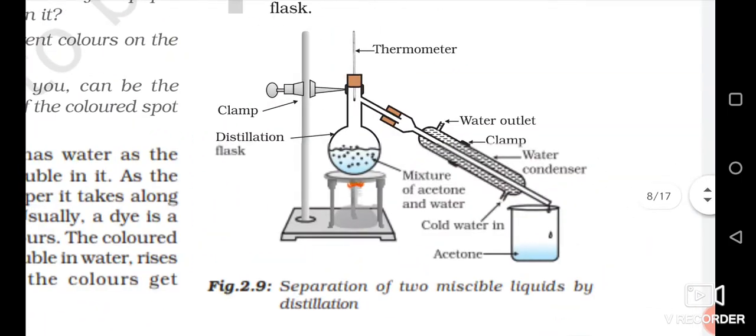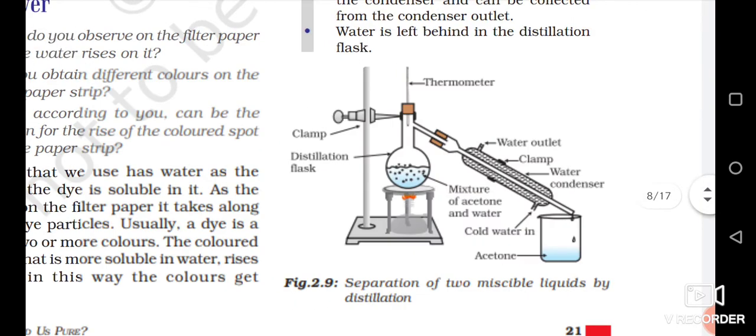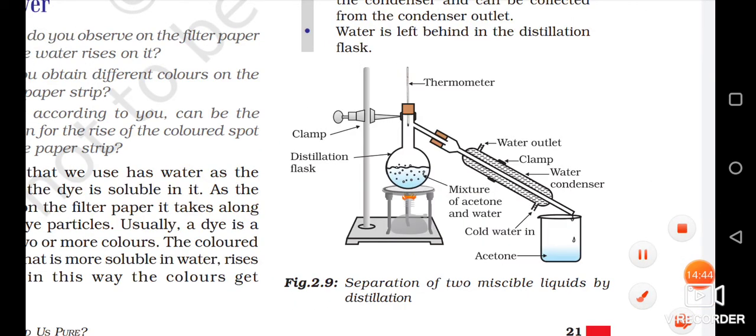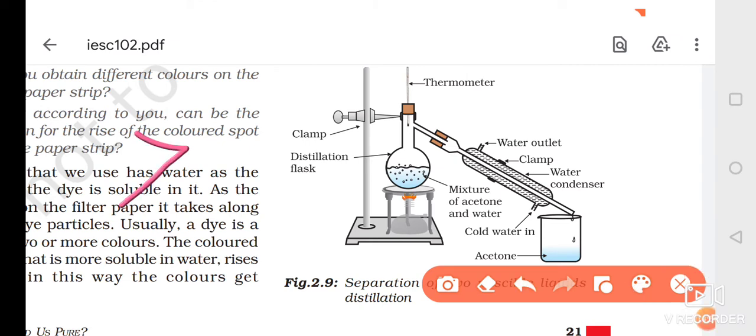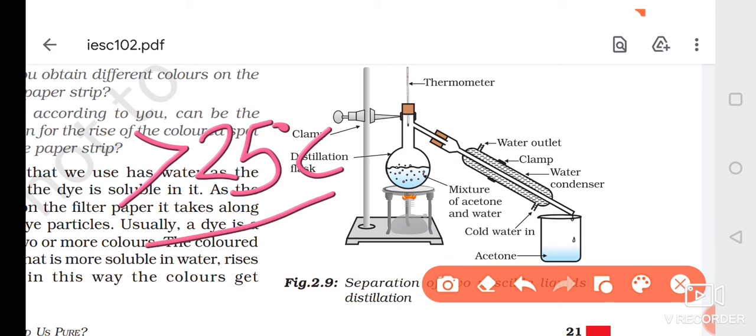Distillation. So where will I use this distillation technique? When I have two miscible liquids, the liquids which are mixing with each other very well, and their boiling point difference is greater than 25 degrees Celsius. I will use the distillation process to separate those liquids. Okay, so I will separate that mixture with the help of the distillation process.